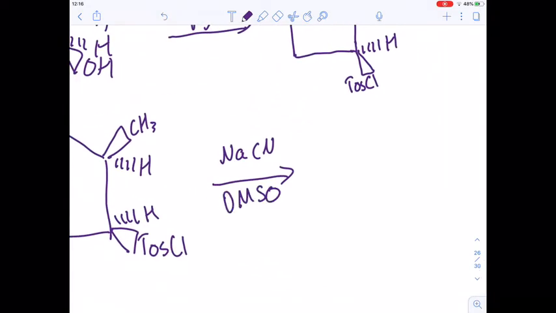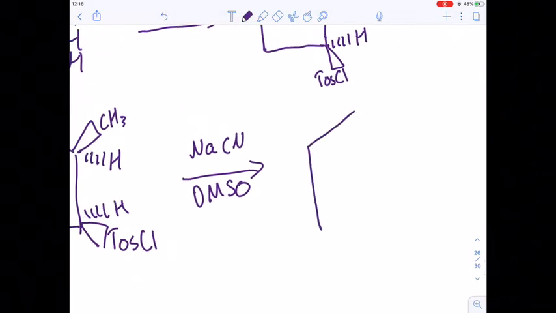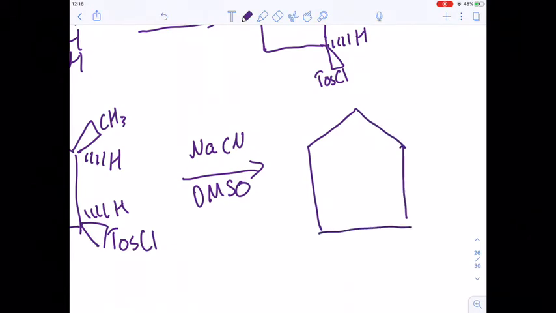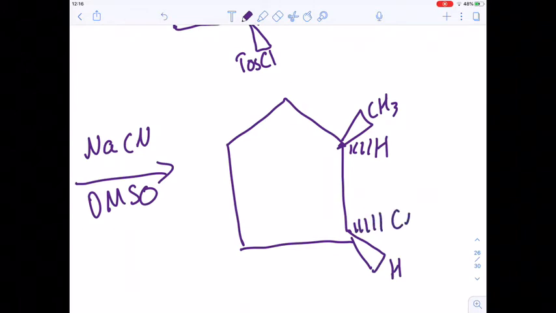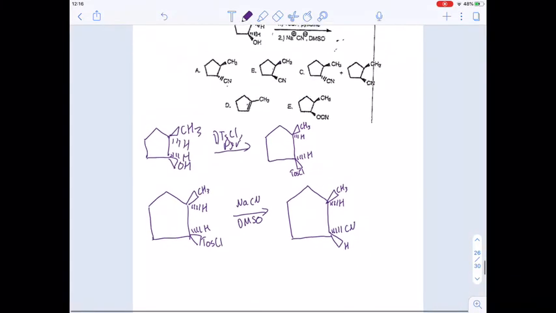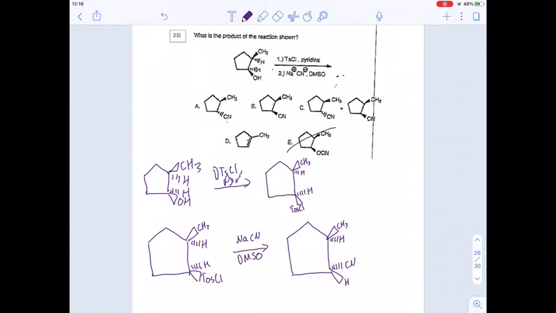So like I said, just make sure you remember every time you do an SN2 reaction, you're going to have the inversion of stereochem. DMSO is a polar aprotic solvent, also characteristic of the SN2 reaction. So our final product is going to look like this. Okay, so let's see what answer choice that matches.